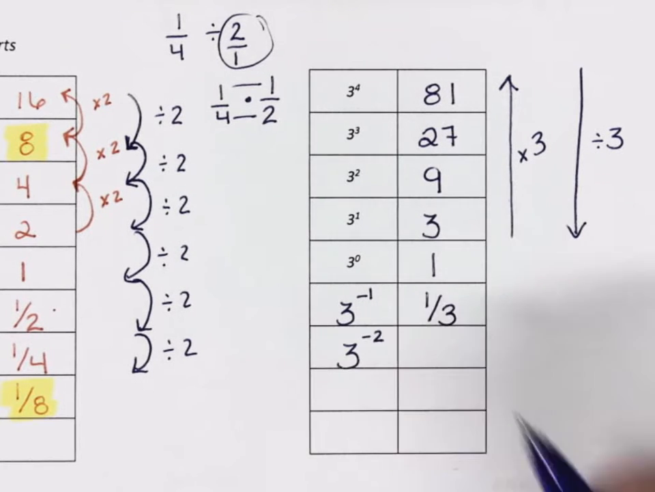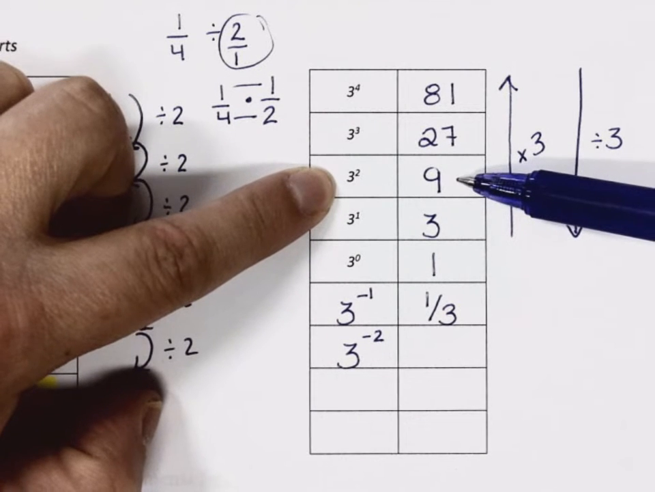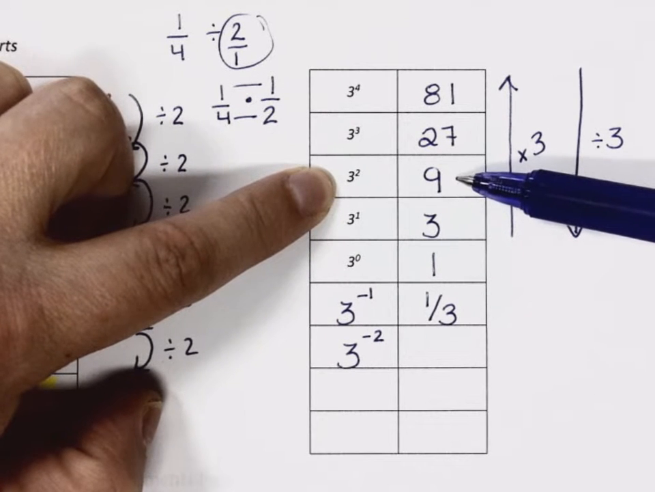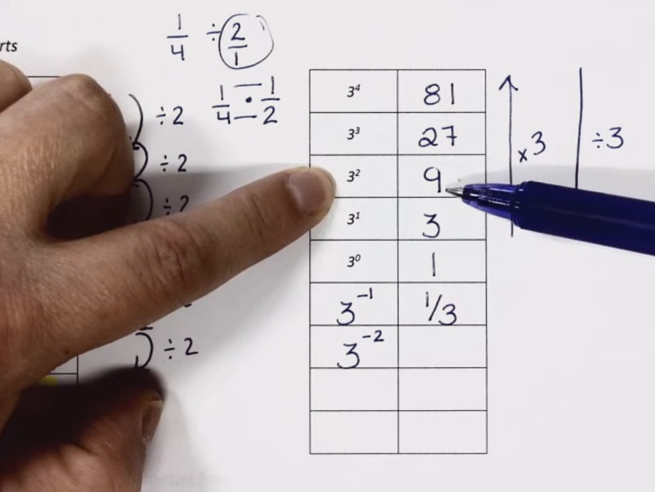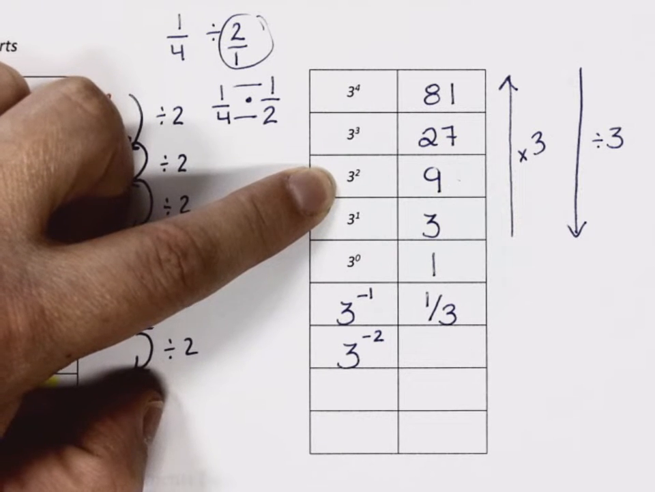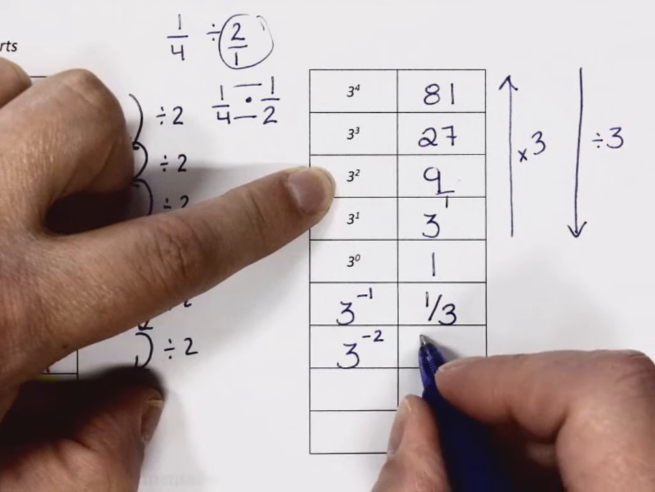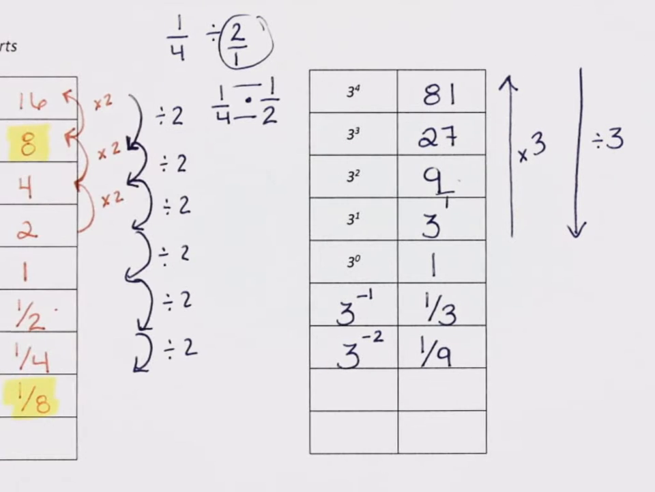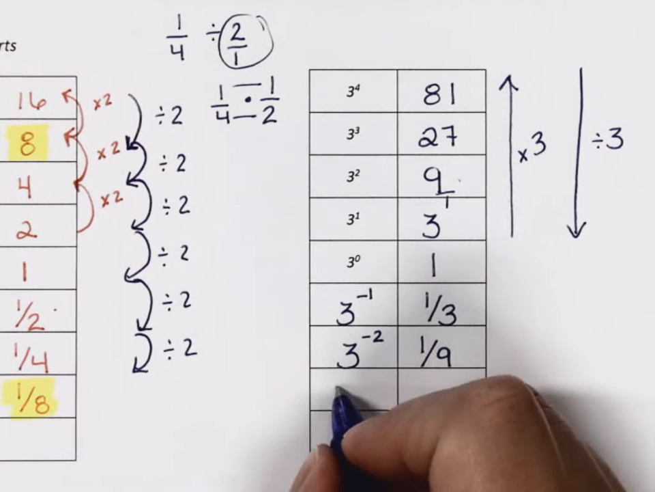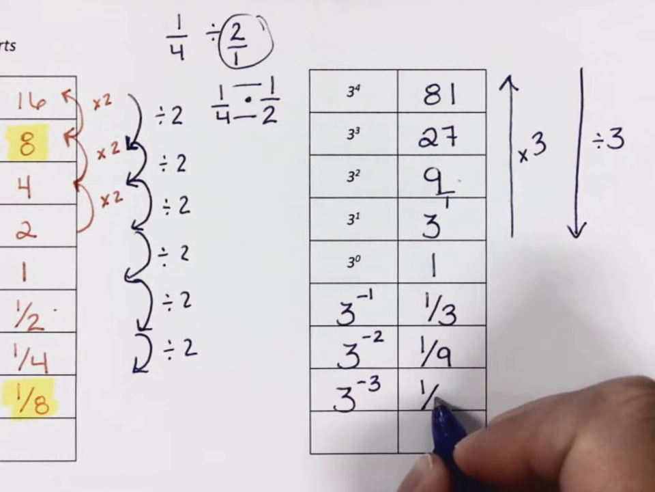So 3 to the exponent negative 2, if you just want to look at what 3 squared is, it's going to be the reciprocal of 9. So what's the reciprocal? We're going to flip that upside down. What's the denominator on 9? It's got the invisible number 1 underneath it. So if we flip it upside down, it's going to be 1/9. And then 3 to the exponent negative 3 is going to be 1 over 27.